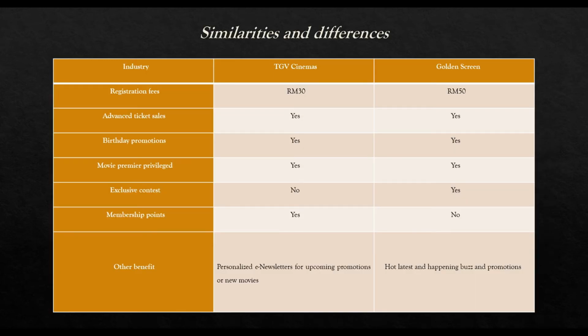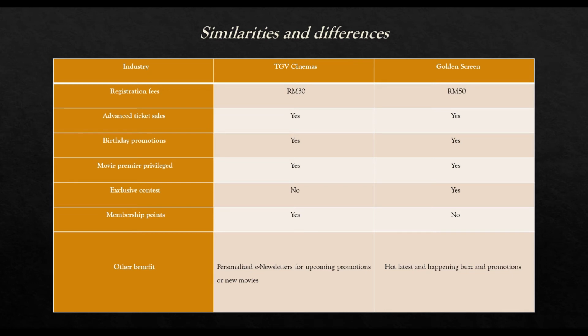Now we're moving to similarities and differences. As you can see on this graph, between TGV Cinemas and Golden Screen Cinemas, there are not quite big differences. First of all, the registration fee in the TGV Cinemas app is 30 ringgit, while on Golden Screen it is 50 ringgit.